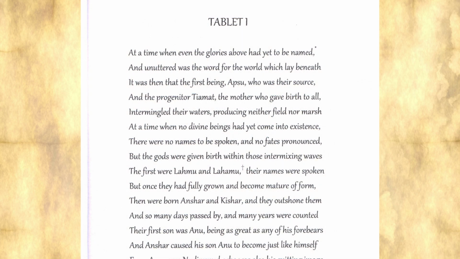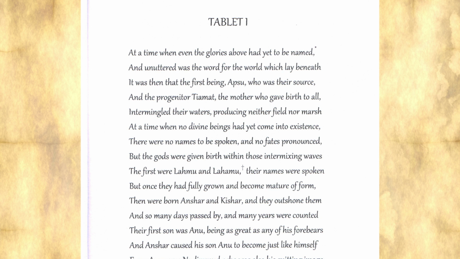At a time when even the glories above had yet to be named, and unuttered was the word for the world which lay beneath, it was then that the first being Apsu, who was their source, and the progenitor Tiamat, the mother who gave birth to all, intermingled their waters, producing neither field nor marsh. At a time when no divine beings had yet come into existence, there were no names to be spoken and no fates pronounced.